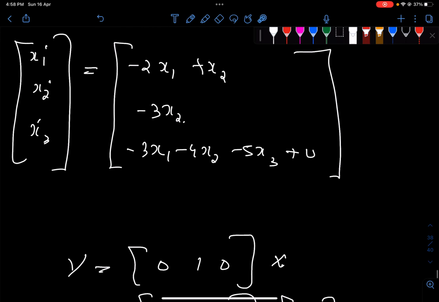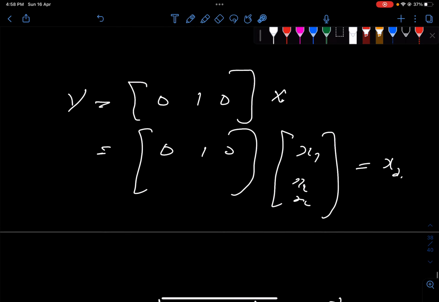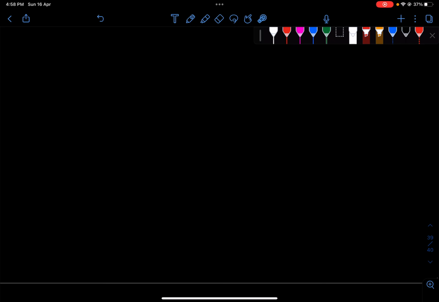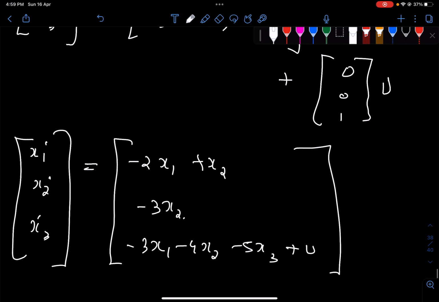And what is x2 dot? That is minus 3 x2, right? So x2 dot should be minus 3 times x2. So x2 dot should be equal to, so from this point, sorry guys, this is x1 dot, right? Okay, in between I have changed it, sorry. x1 dot is equal to minus 2 x2 plus x1. So this part is completed.